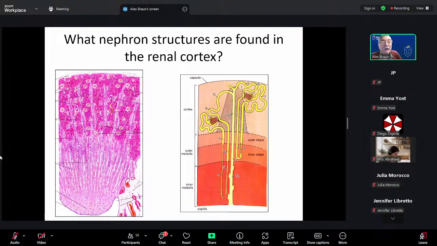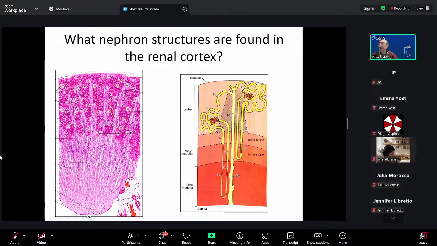If you were to look in cortex at higher magnification, you would know what to expect. By finding cortical labyrinth and finding medullary rays, you would know what tubules you would encounter. If you look carefully at medullary rays at high magnification, you would see collecting ducts, and you would see straight portions of the proximal and distal tubules. In the cortical labyrinth, you have convoluted portions of the proximal and distal tubules. In the medullary rays, you would see straight portions of the proximal and distal tubules, as well as collecting ducts.